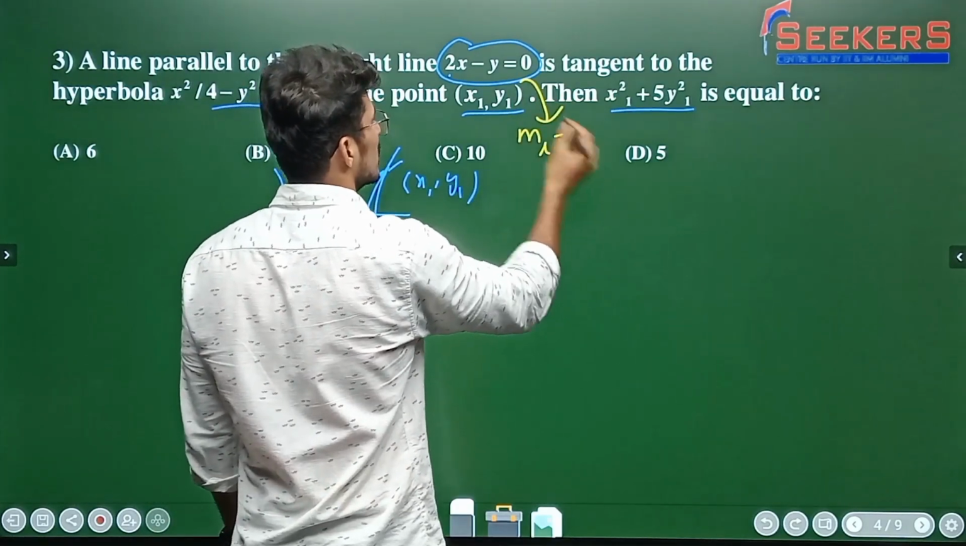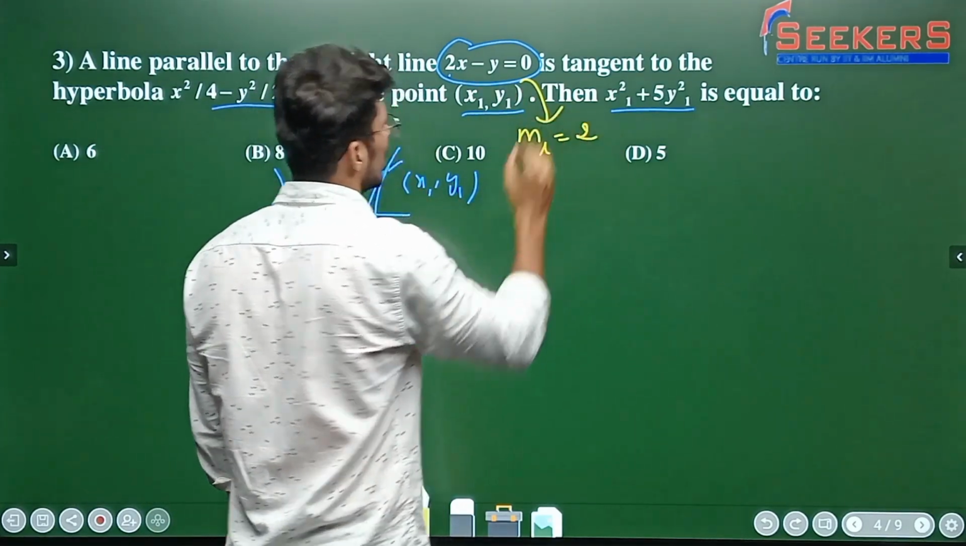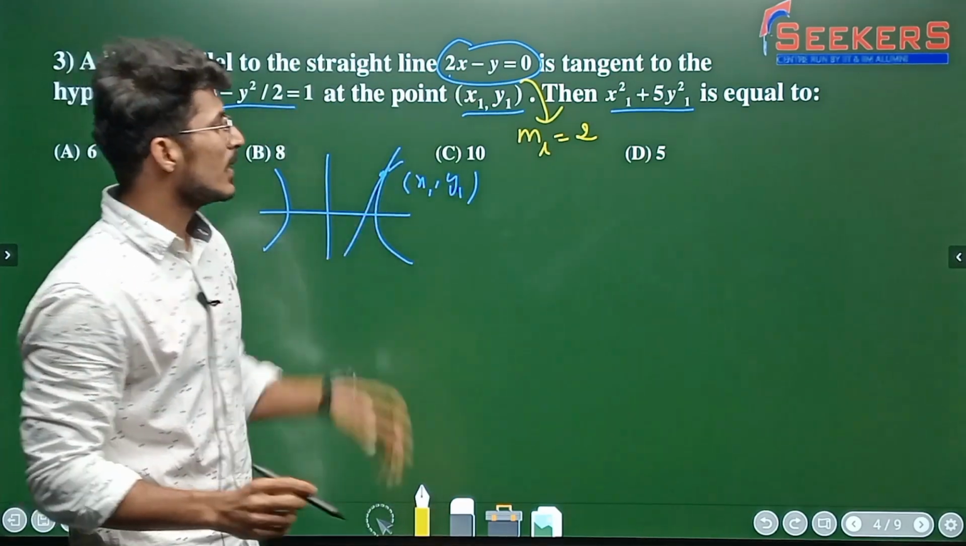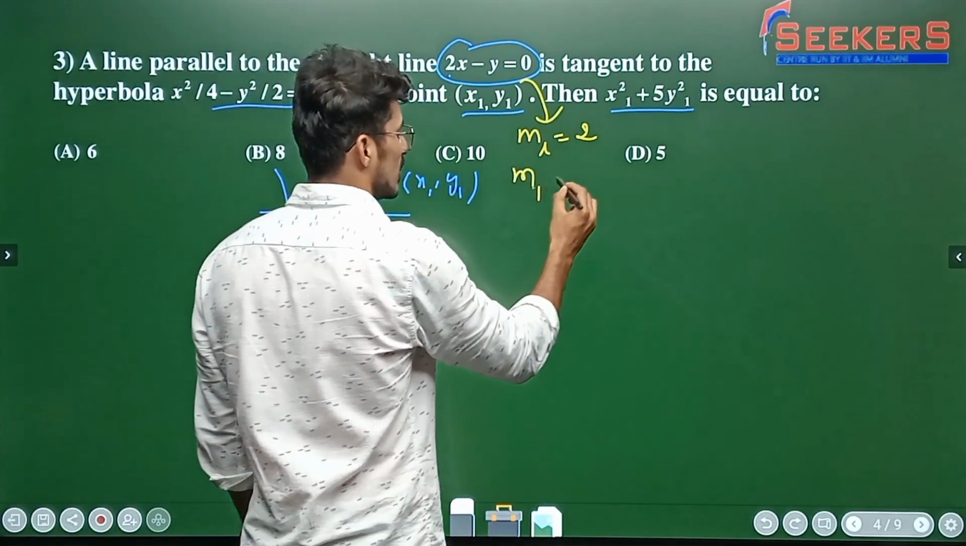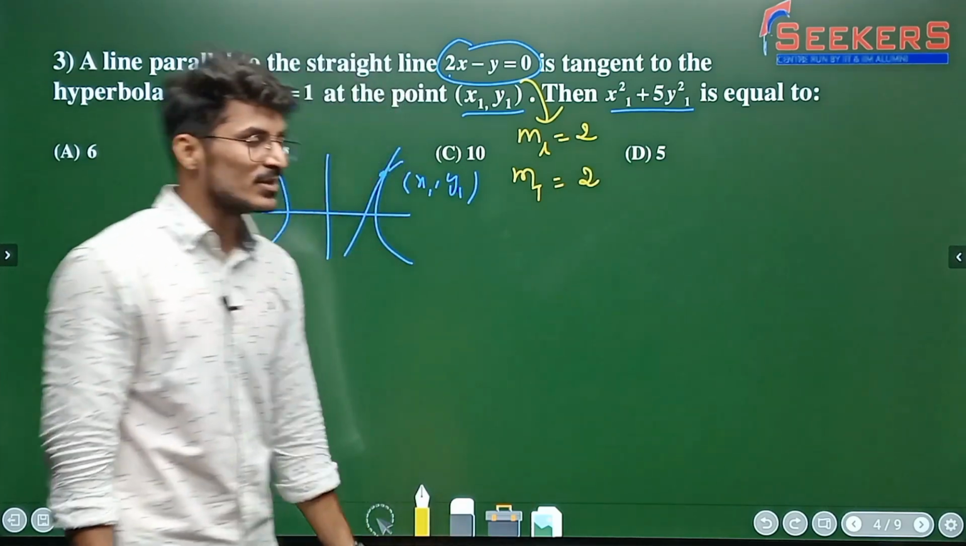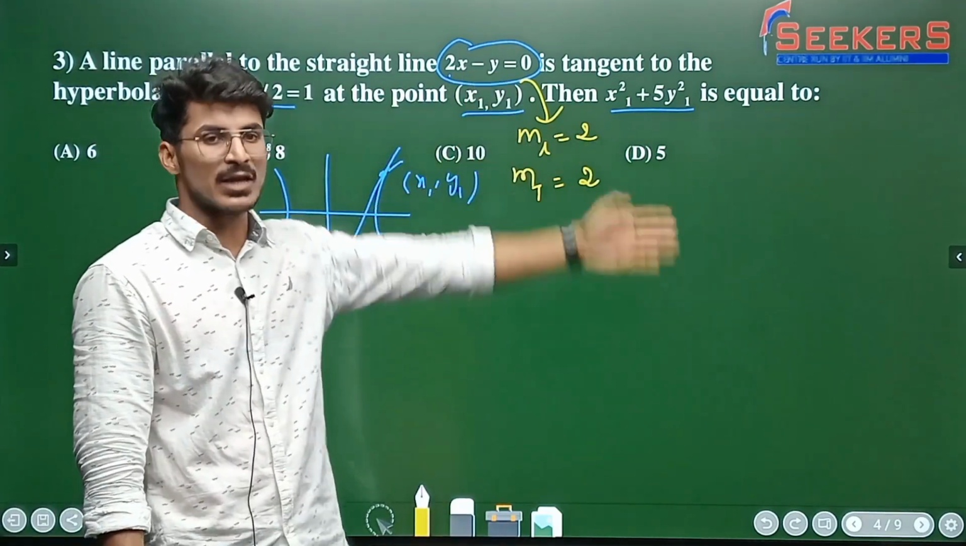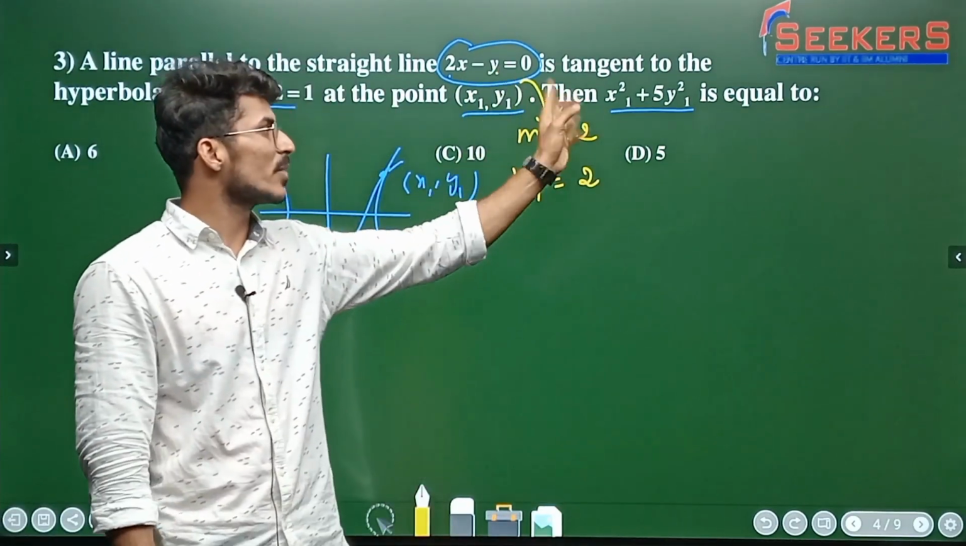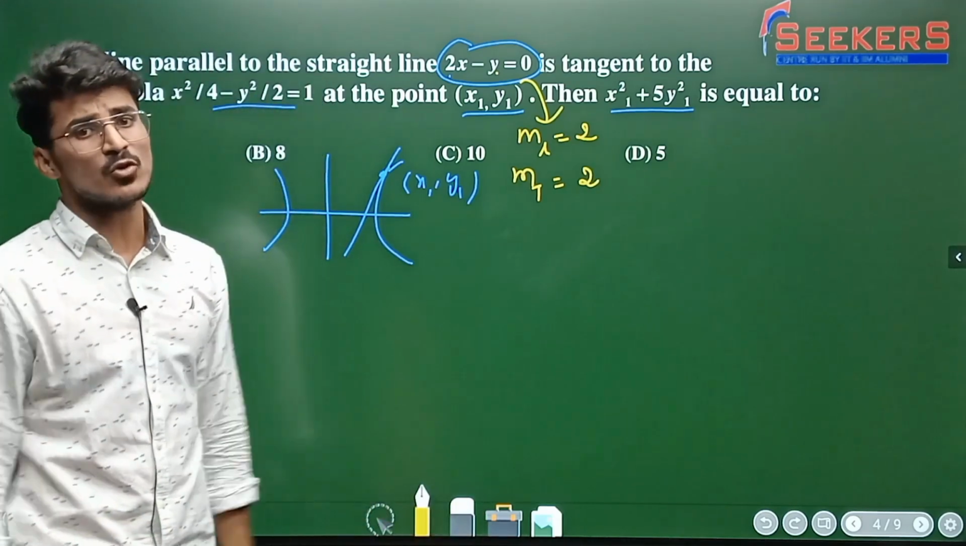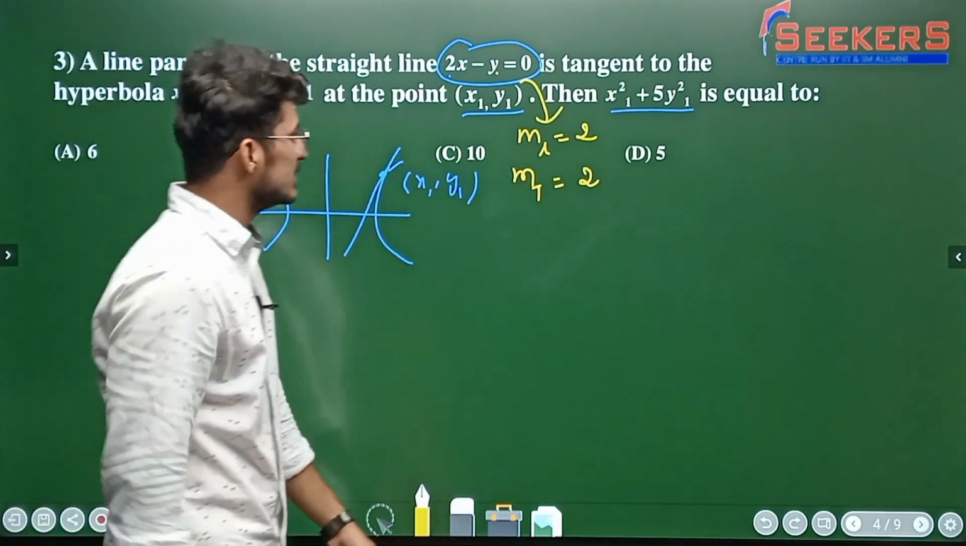What is the slope of the line here? Minus a by b, so 2. Alright, what is the slope of this line? 2. Then the slope of the tangent is also going to be 2. Why? Because this line is parallel to the tangent, right? So the slope of this line is going to be equal to the slope of the tangent. That is why the slope of the tangent is 2 here.